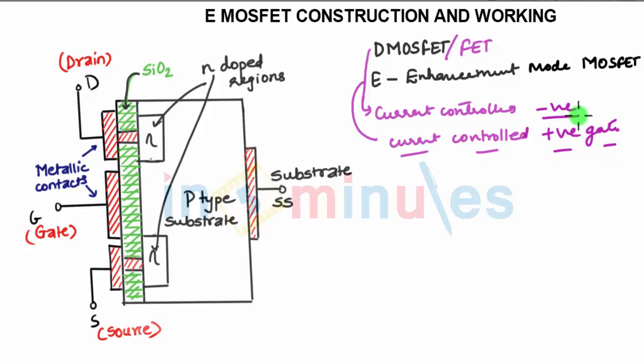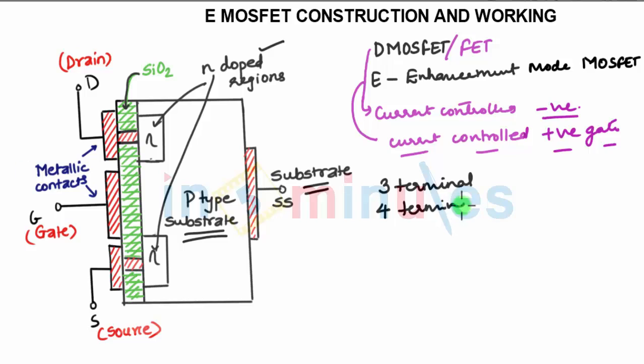Now coming to the basic construction of the E Mosfet, it is again a P-type substrate on which we have N-type doped regions which are connected via metallic contact to drain, gate and source terminals, and we have the substrate terminal. When we are connecting the substrate terminal with the source, it is a 3-terminal device, and when the substrate terminal is separate, it is a 4-terminal device.